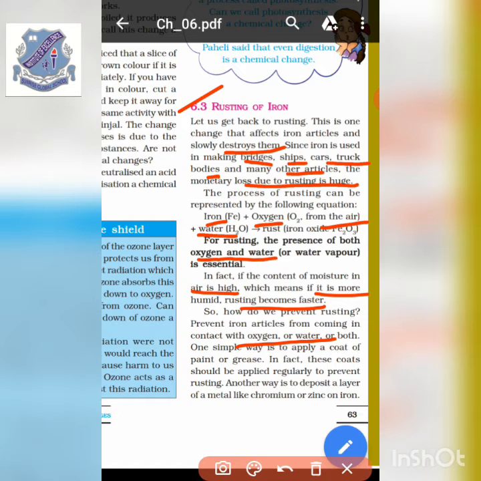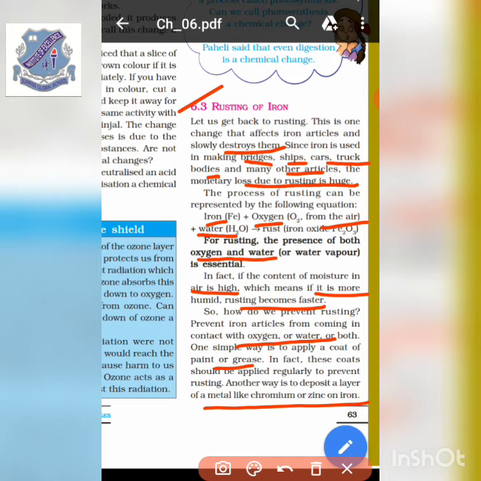One simple way is to apply a coat of paint or grease. इसका एक सिंपल वे है कि या तो हम उस पर पेंट लगा दें या हम उस पर ग्रीस लगा दें. In fact these coats should be applied regularly to prevent rusting. सो ये जो पेंट है या ग्रीस है ये हमें रेगुलरली टाइम इंटरवल्स में लगाते रहना चाहिए so that आयरन पर रस्टिंग ना हो.